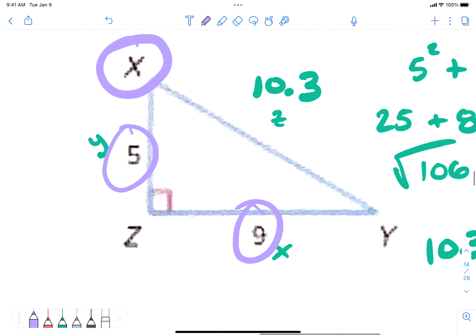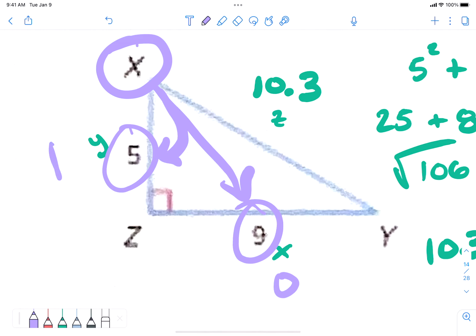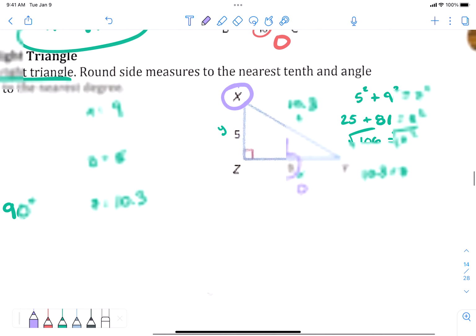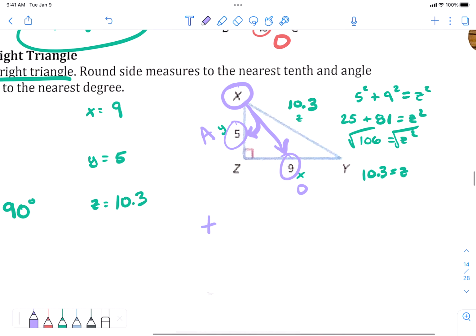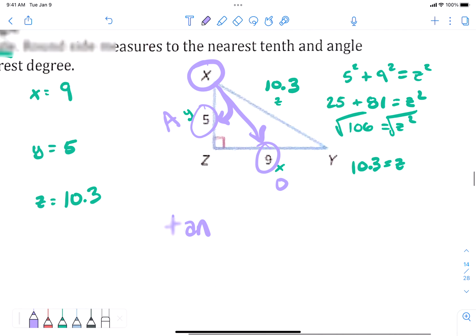So in relationship to x, what is 9? Opposite. What about 5? Adjacent. So we want opposite adjacent, which is tangent, okay? And we're going to do tangent of what? What goes inside the tangent? X, because we don't know it. Equals, does it go 9 over 5 or 5 over 9? Opposite over adjacent. 9 over 5, right?